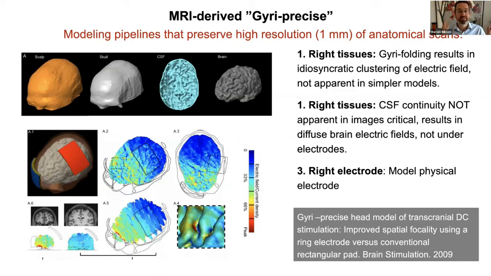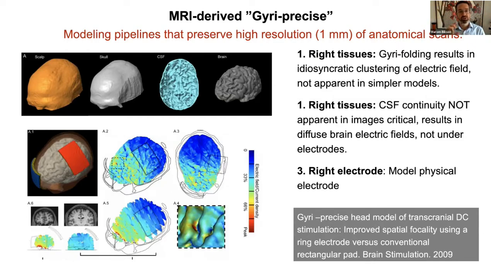And so if you were to just segment it, I would say blindly, but just naively, you may create a situation where in certain parts of the model there is no CSF and the brain directly touches the skull. That completely changes the model predictions. In fact, it can create a situation where it appears that the electric fields really are underneath the electrodes.